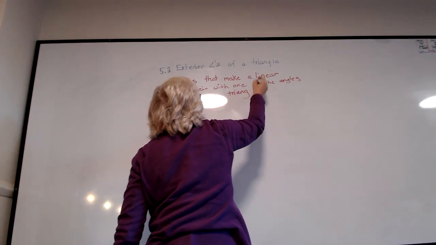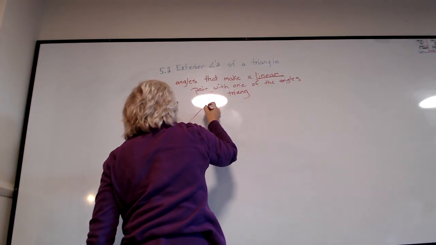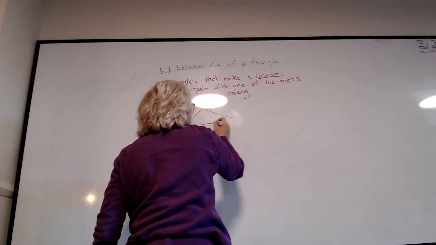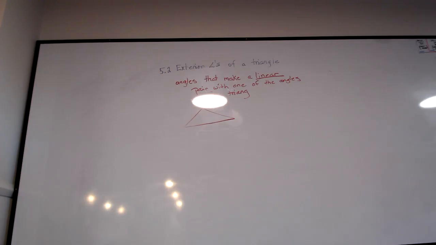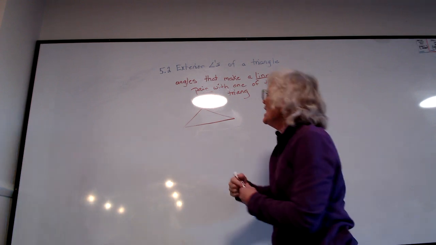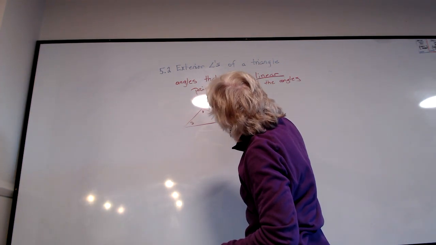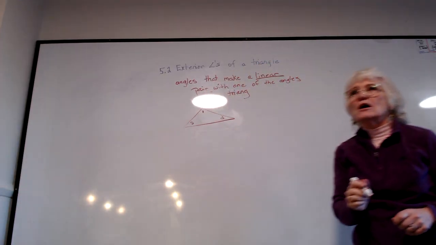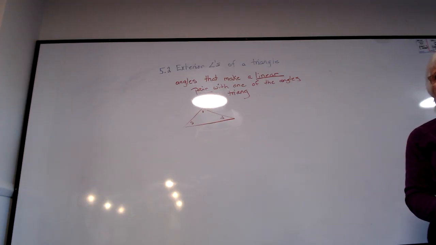Okay, so it makes a linear pair. So if I look at a triangle like this, we make a linear pair with an angle inside. So I have angle 1, 2, and 3. It doesn't matter how we draw it, but those are the 3 angles in our triangle, okay?